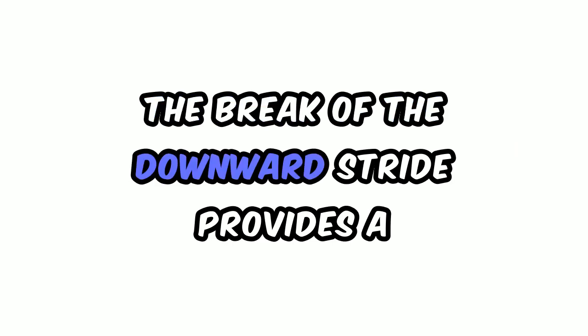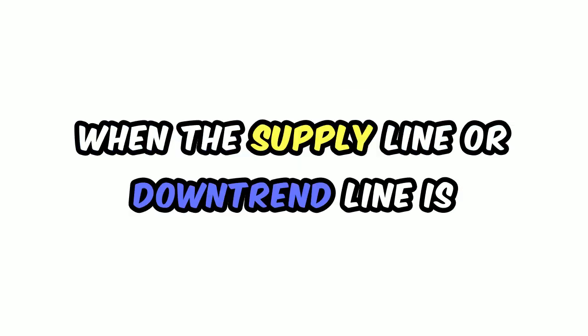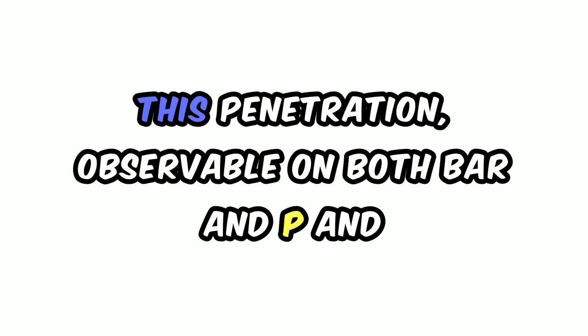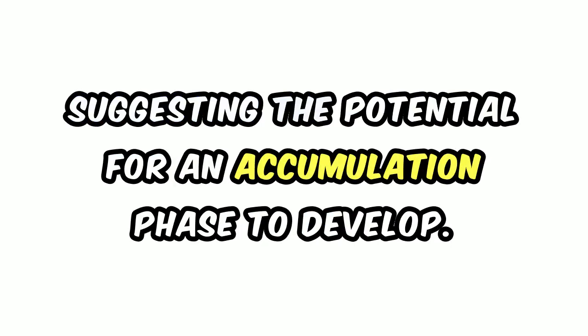The break of the downward stride provides a visual confirmation that the downtrend may be ending. When the supply line or downtrend line is breached, it signals that selling pressure has weakened, allowing buyers to enter the market. This penetration, observable on both bar and P&F charts, marks a structural shift in the trend, suggesting the potential for an accumulation phase to develop.